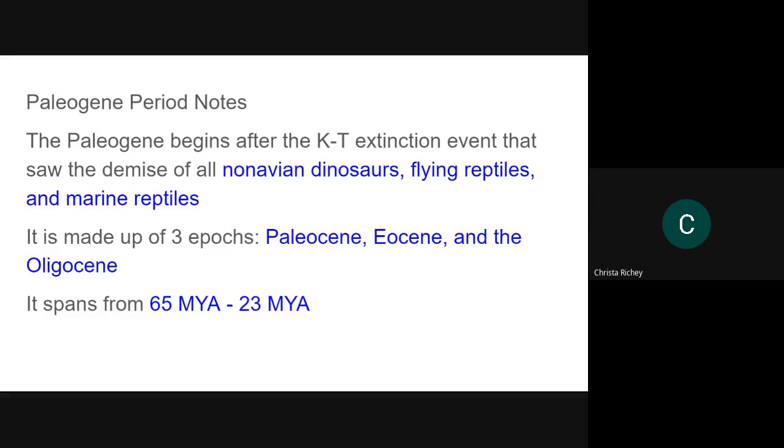But the period is the Paleogene. It's split into three smaller parts. Not all of them have three parts. One of them has two. The Paleocene is the first part. The Eocene was the cooling down. The Paleocene was the hottest part. We're going to go into this in more depth today. And then the Oligocene was when the forests were being replaced with grass.